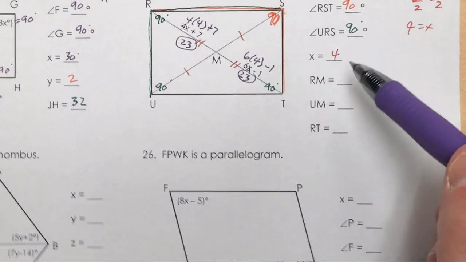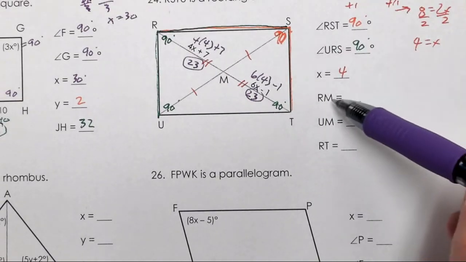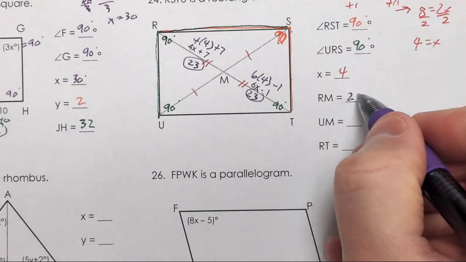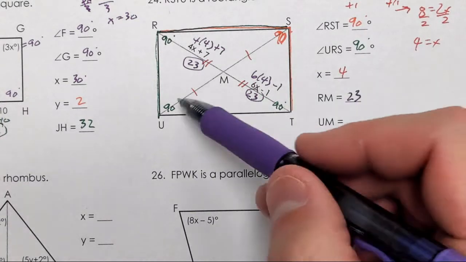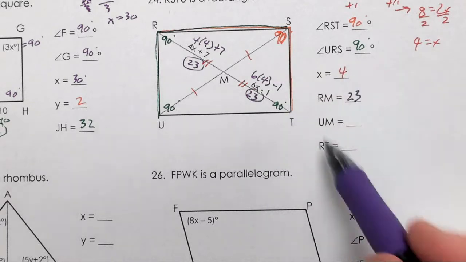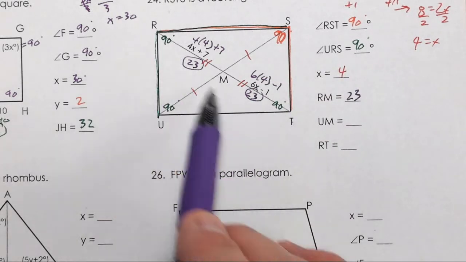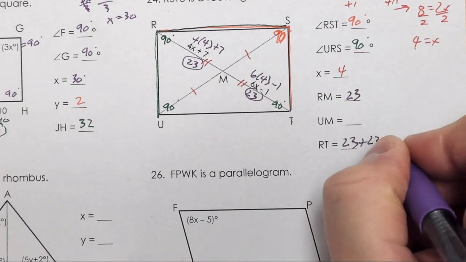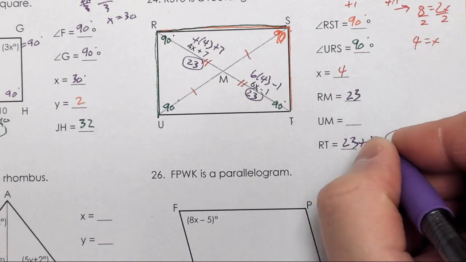And that actually gets us some of the next problems here. We need to find what RM is. Well, this part of the segment we found out to be 23. Interesting. We'll get to that one if we need to. And then we have RT. RT is from R to T here. That's the 23 plus the 23. That is 46. So that would be the answer on that one.